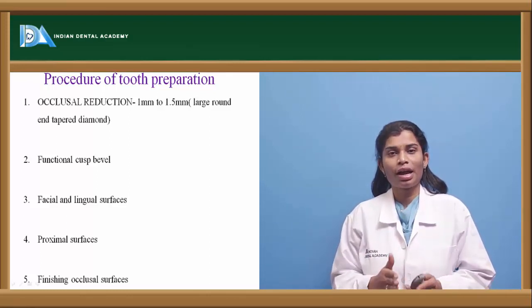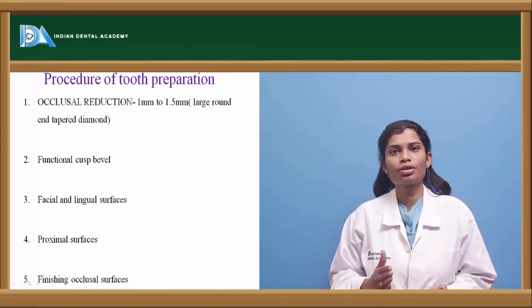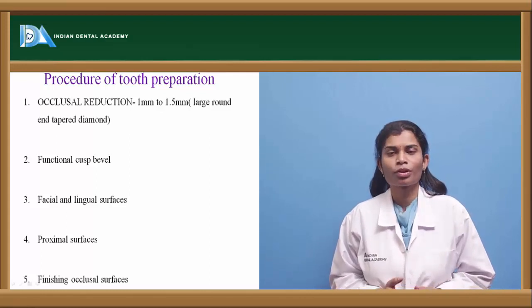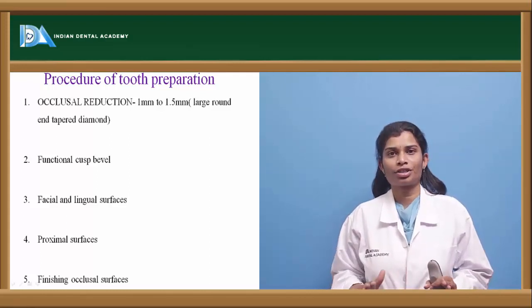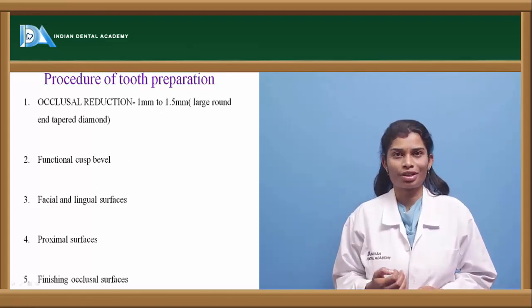on the functional side. And this occlusal reduction is to be done in two halves. First, reduce one half of the tooth so that the other half can be taken as a reference. Once you do the required amount of reduction, the second step will be your functional cusp bevel, which is a part of occlusal reduction.